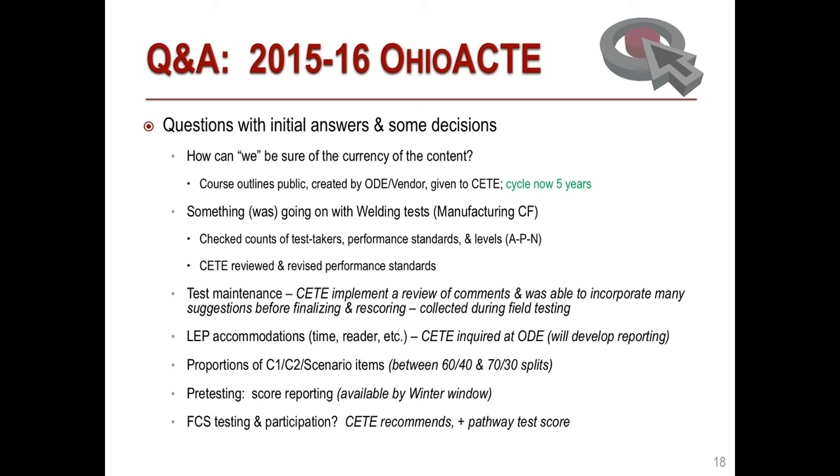Proportions of C1, C2, and scenario items are between 60-40 and 70-30 splits in the final forms. In terms of pre-testing and score reporting, that score reporting has been released and will be available for the winter pre-testing, where we think it'll be of great use. And then FCS and testing and participation. CETE has recommended having a pathway test score, and that's being considered by ODE.